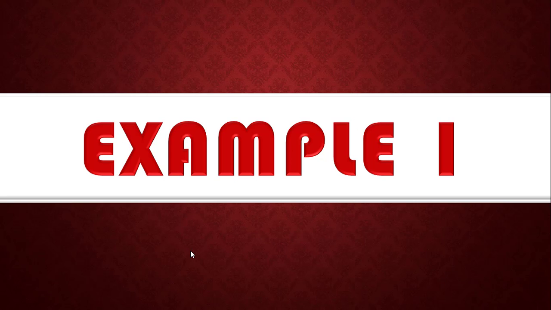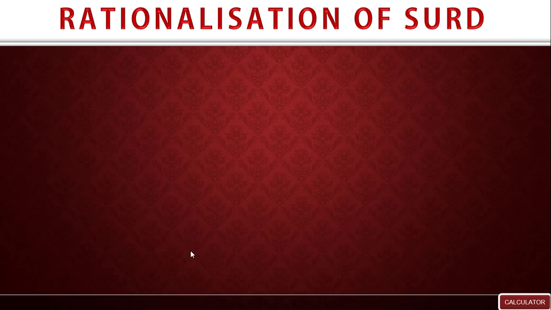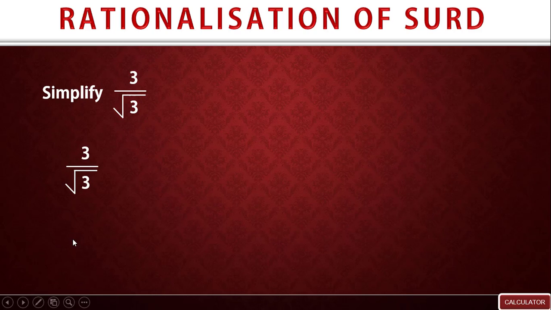So let's look at example 1. Simplify 3 over root 3. Look at the numerator side, we have 3, but for the denominator side, we have root 3. Since we have a root at the denominator side, we want to remove that root and shift it to the numerator side. To do that, we multiply both the numerator and denominator by that root. So we are multiplying through by root 3 all over root 3.